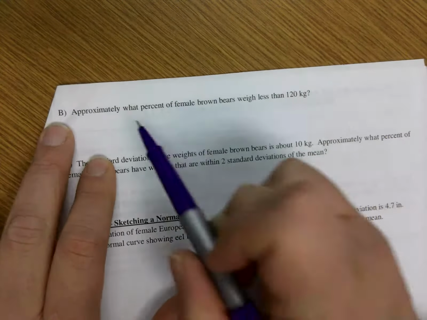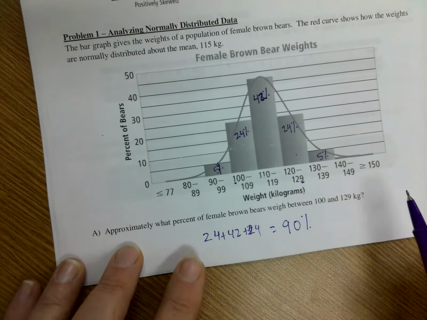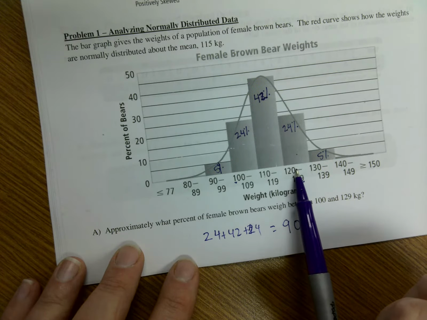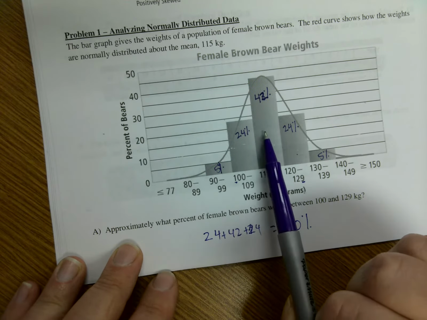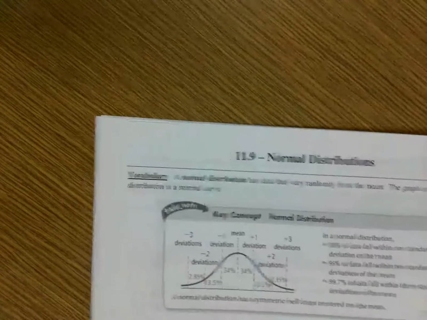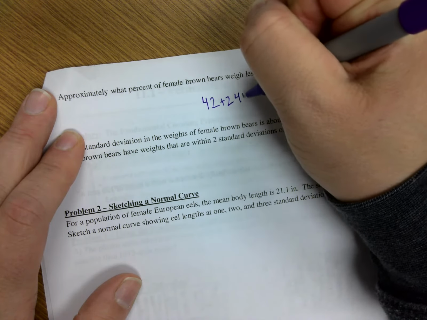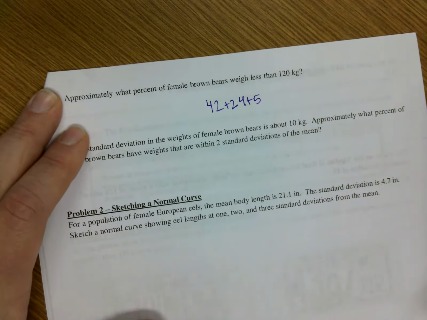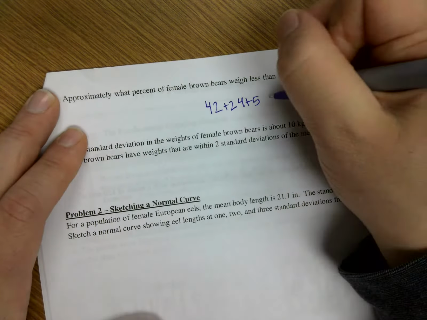Now, if you flip over the question, I'm still going to be focusing on this. The next question says, approximately what percent of female brown bears weigh less than 120? So here's 120. So less than 120. So I'm not including this. I'm looking right here. So I have 42 plus 24 plus 5, which would be 71%.